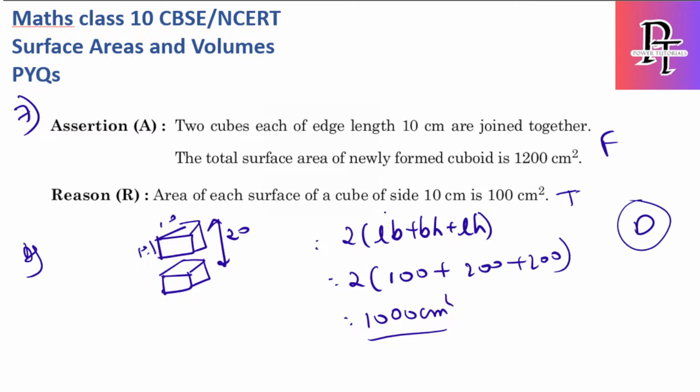Okay, you can see here two cubes each have length 10 and are joined together. So the height became 20 as they have joined in this way. The surface area of each face of the cube is 100 centimeters square. Yes, each surface area is correct, which is 100 centimeters square. So obviously R is true, but A is false. A should be 1000 centimeters square. Okay, but still the reason is not proper. Okay, let's go to the next one.